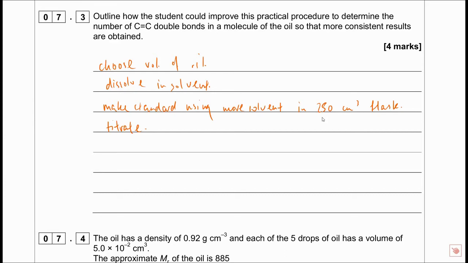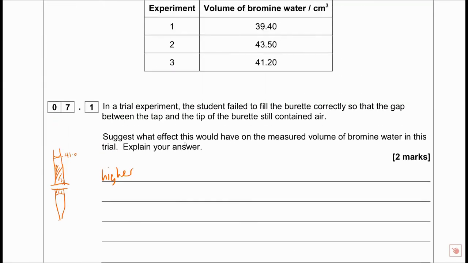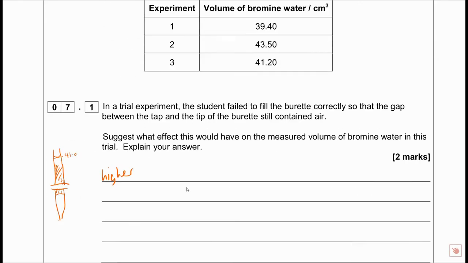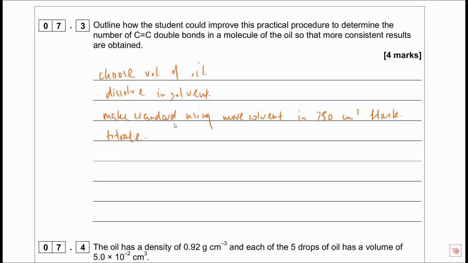We titrate, say, 25 centimetre cubed samples from that using the bromine water, and we're getting really good data there that's super accurate, provided that we do everything accurately. Super accurate results, as opposed to just doing some random bits. It's quite pathetic really, this 5 drops of oil. So that's about the best thing you could do to actually improve what's going on.